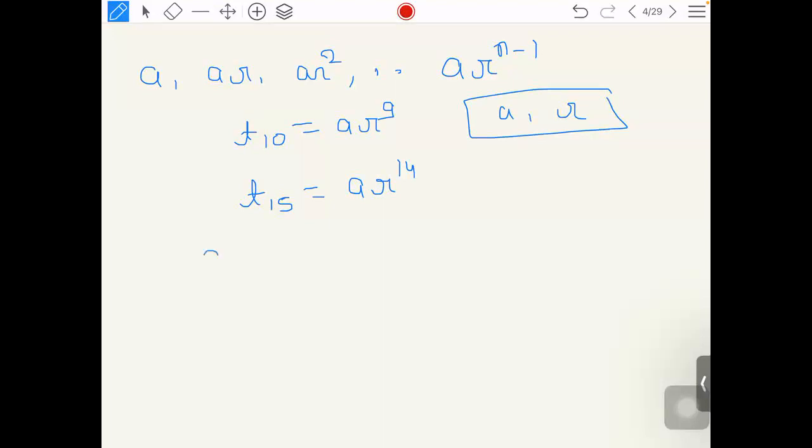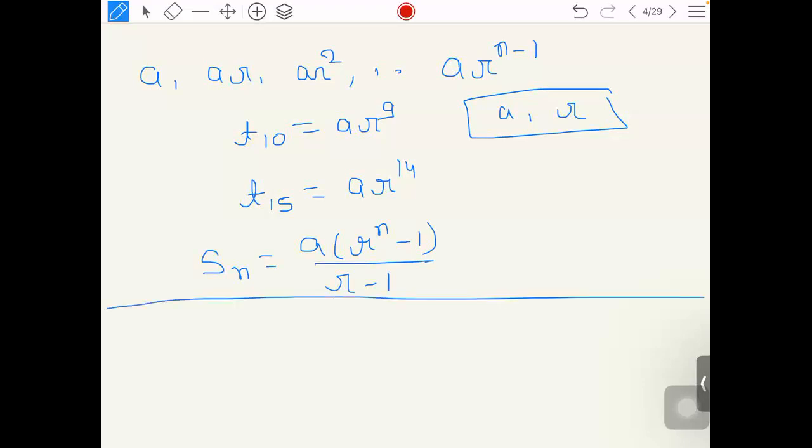Now the sum up to n terms is given as a times r to the power n minus 1 by r minus 1. If we have a decreasing GP, meaning mod r less than 1, then in that case we can find the summation up to infinite terms, and it is a upon 1 minus r. It is a upon 1 minus r. So this is possible only when mod r is less than 1.